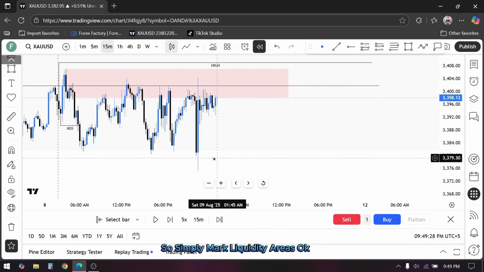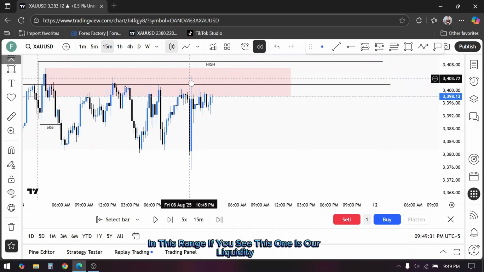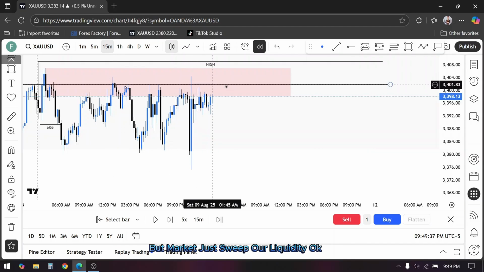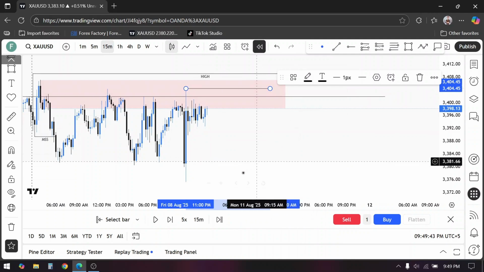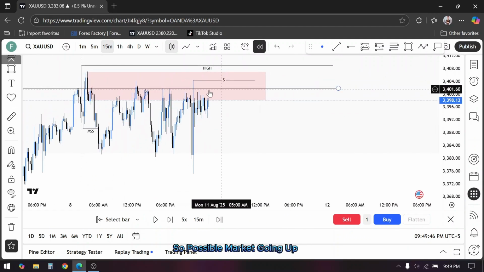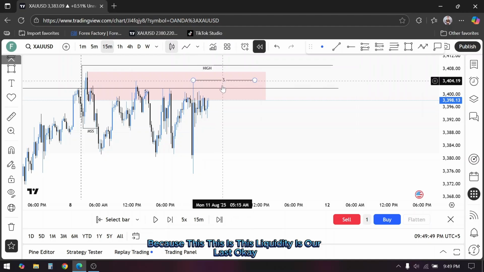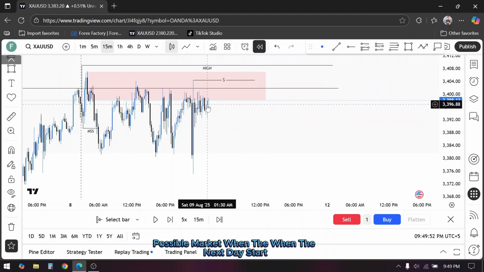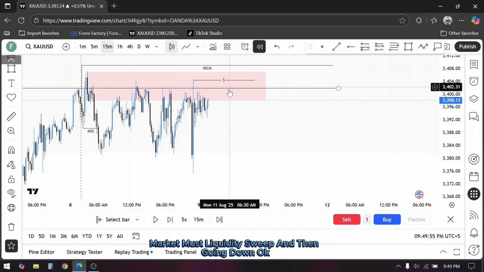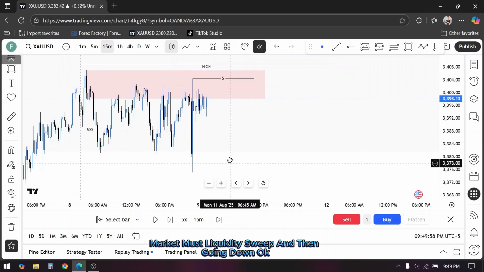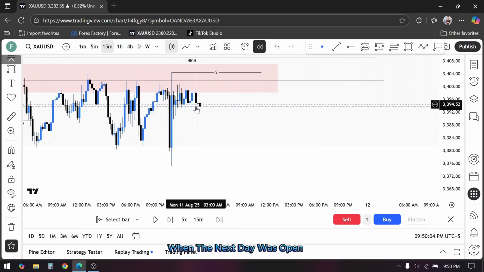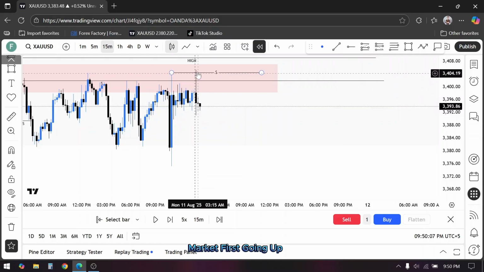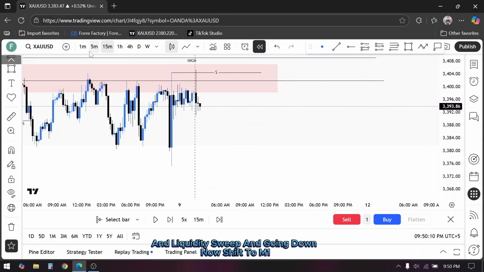So simply mark the liquidity areas. In this range, this one is our liquidity, but the market just swept it. So where is our last liquidity? This one is our last liquidity. So possibly the market goes up, and when the next day starts, the market must sweep liquidity and then go down. See, when the next day opened, the market first went up, swept liquidity and went down. Now shift to M1.